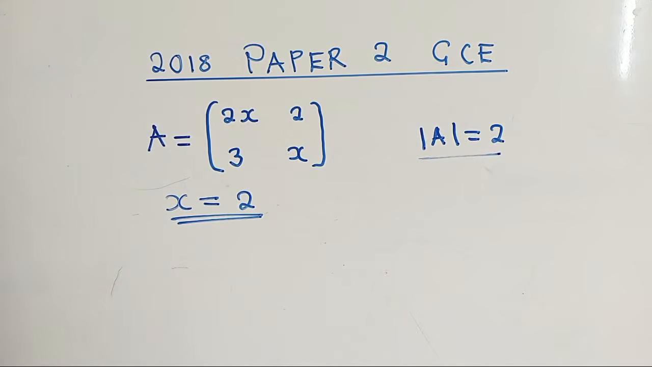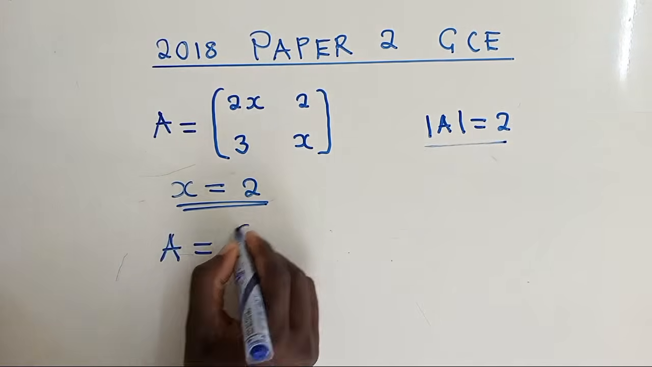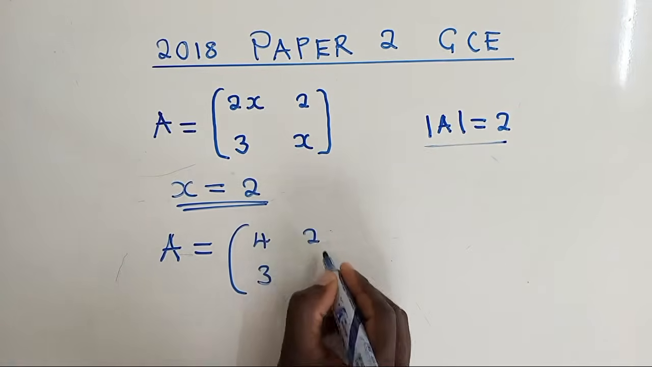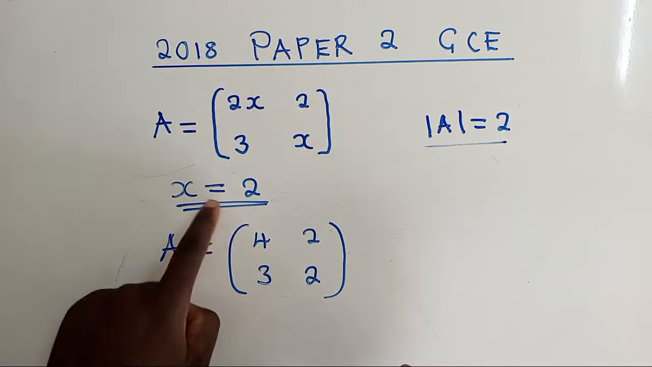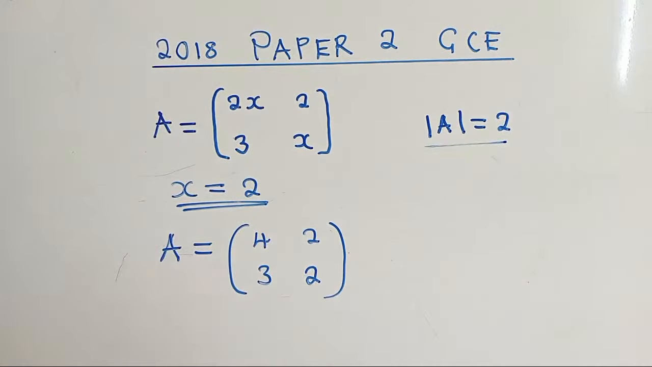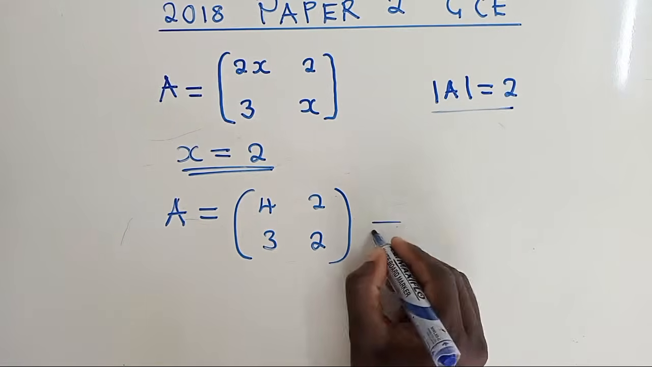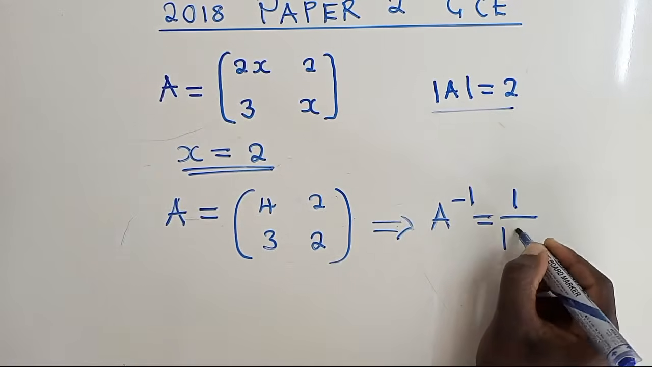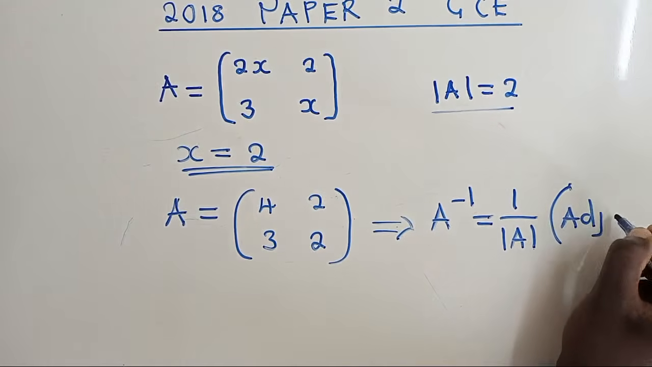For the inverse, we first write our A. Our A is a 4 here, a 3 here, a 2, and a 2 there. So this is our A. You substitute this x here, so 2 times 2 is a 4, and here on x you put a 2, which we found. After doing that, you now say A inverse is equal to 1 over the determinant multiplied by the adjoint.